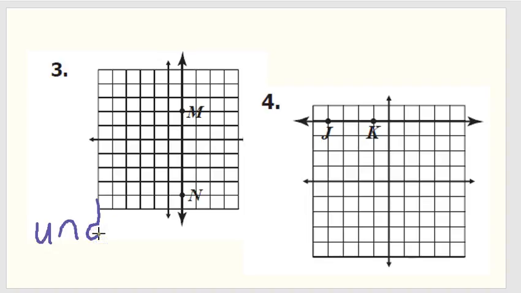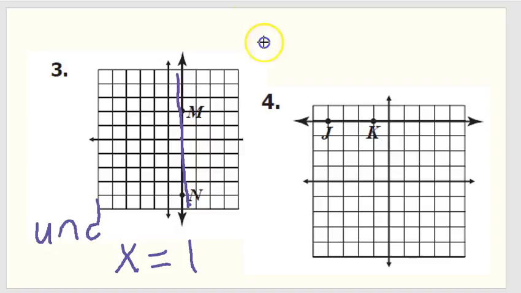Now the equation of this line would be x equals, looks like 1, because everywhere along this line x is 1. The y changes, x stays 1. So a vertical line is always x equals a number, the slope is undefined.